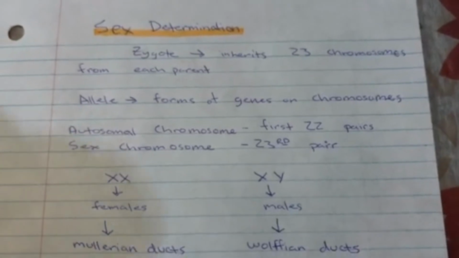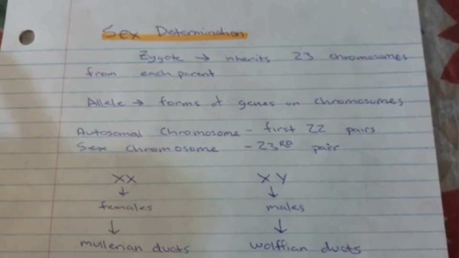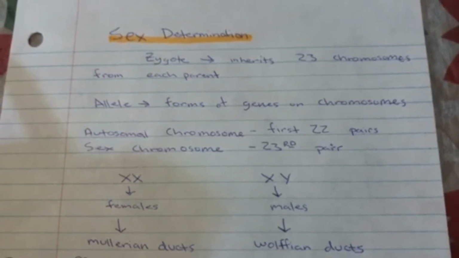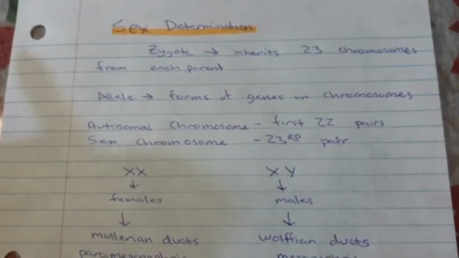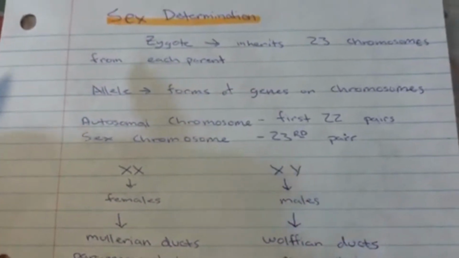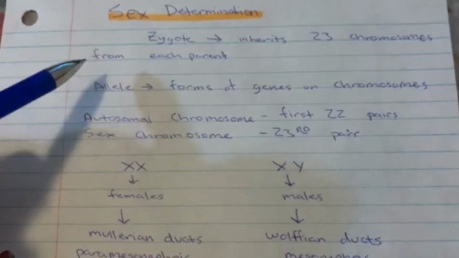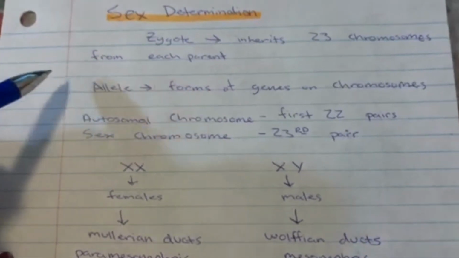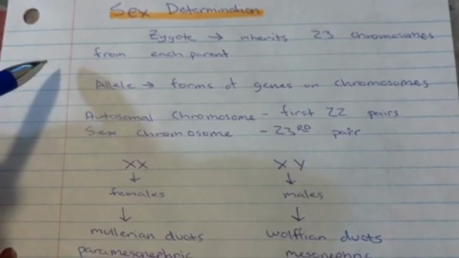Today we'll be talking about sex determination. Sex is determined when a zygote is formed as a product of an egg reaching the ovum, creating a zygote. The zygote inherits 23 chromosomes from each parent, making a total of 46, and also making it a diploid.